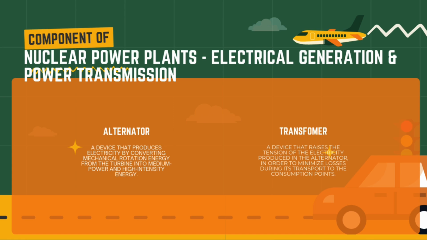Second, we have the transformer. Because electricity loses energy during long-distance travel, the transformer raises the voltage of the electricity produced by the alternator. This minimizes losses during transport, ensuring that the power reaches your home or business efficiently. Together, these components ensure that the energy captured from a nuclear reaction is successfully delivered to the national grid.